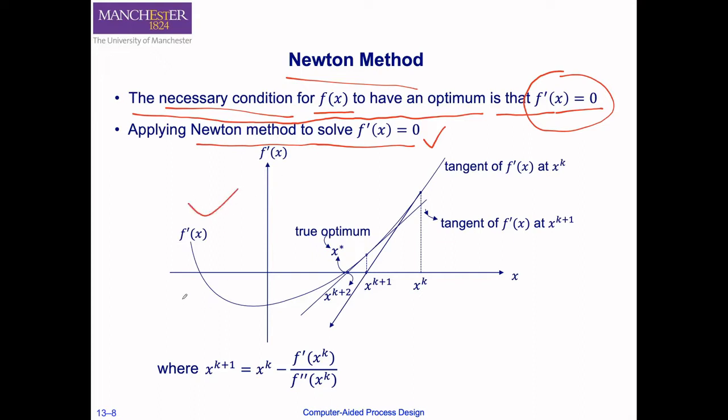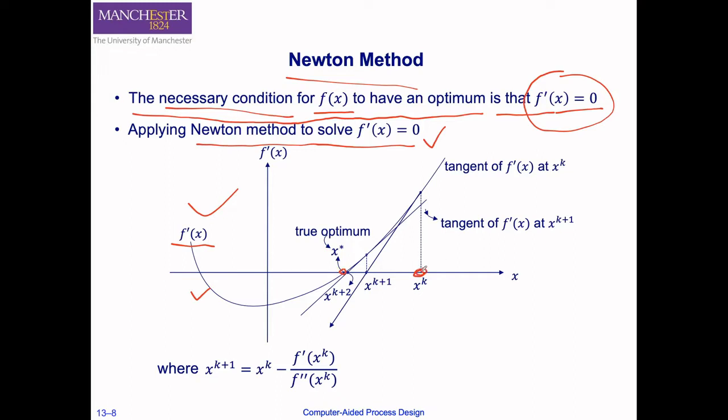In this graph, we have the curve of function f prime x, which is the first derivative of the function f(x). In this graph, x star is the root of the equation f prime x is equal to 0, which we want to find using Newton's method. The key idea of Newton's method is to start with an initial point. This initial point is close to the true root.